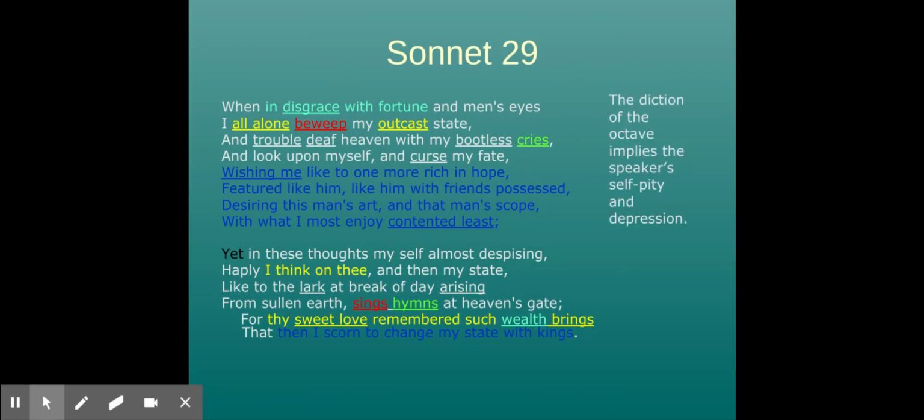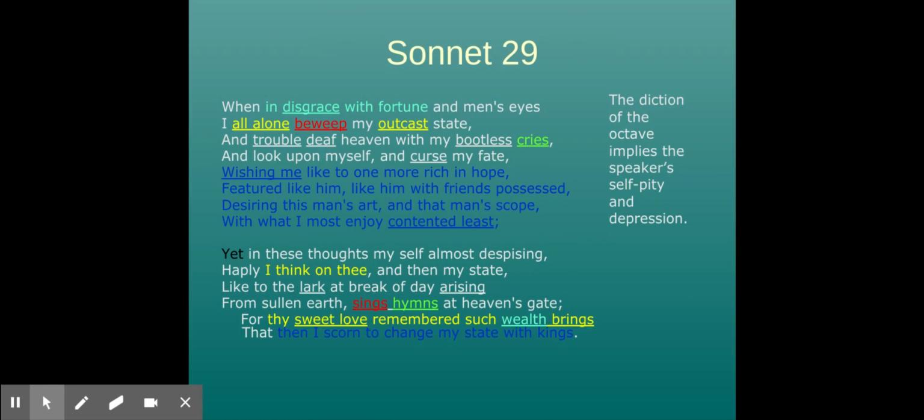So the octave, we've got the speaker wallowing in self-pity and depression. It says, when in disgrace with fortune. So he's disgraced, he has no money, and he's also been rejected by friends. He's in disgrace with his fortune and with men's eyes. So when he's by himself, it says he troubles deaf heaven. So he's crying out to heaven, but heaven is deaf. So we've got some more personification there.